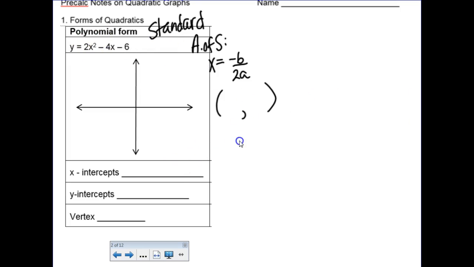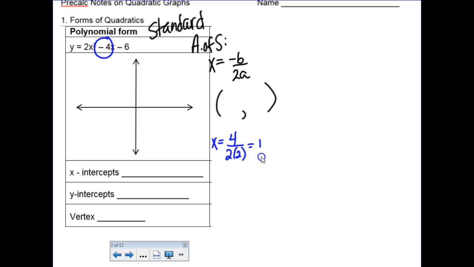We're going to calculate negative b over 2a for this question. So negative b would be the opposite of negative 4, so positive 4. So x equals positive 4 over 2 times a, which would be 2 times 2. So 4 over 4 is a 1.